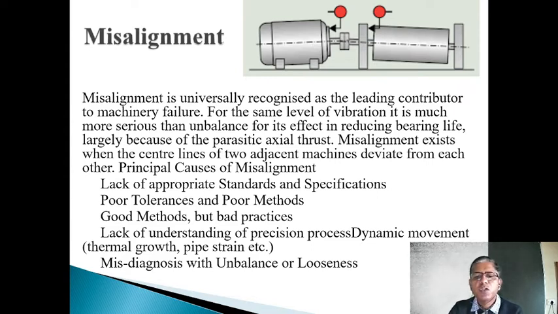Now, the principal causes of misalignments are lack of appropriate standards and specifications, poor tolerance and poor methods, good methods but bad practices, lack of understanding of precision process, dynamic movement, thermal growth, pipe strain, etc. Also misdiagnosis with unbalance or looseness. So these are some of the principal causes of misalignment.